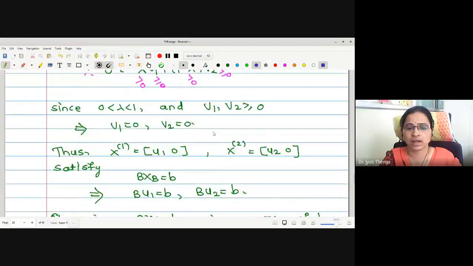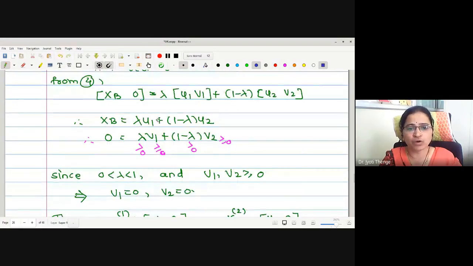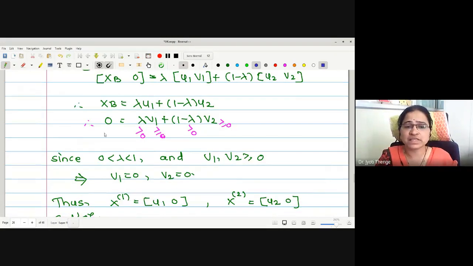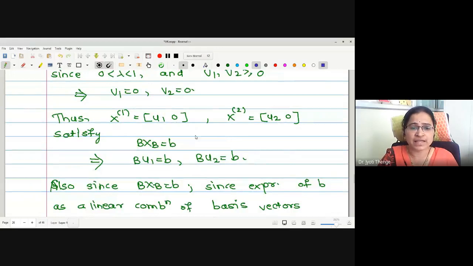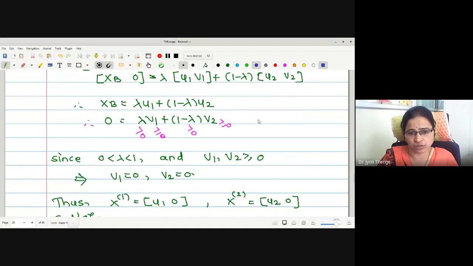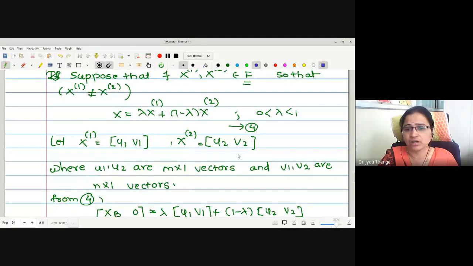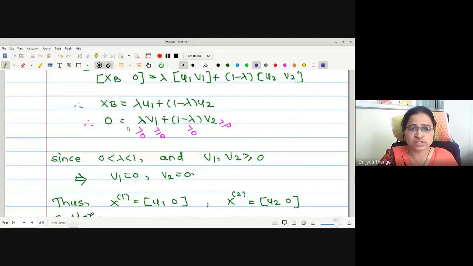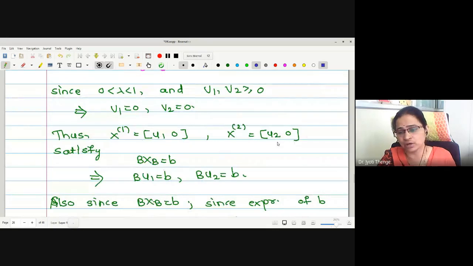Yes, ma'am. See, here with this statement, we have found that v1 is greater than or equal to 0, v2 is greater than or equal to 0, and lambda and 1 minus lambda are strictly positive. Therefore, this right hand side equal to 0 is possible only if v1, v2 take 0. But as v1, v2 are taking 0 values, what about x1 and x2 then? x1, x2 we have assumed to be u1, v1, u2, v2. Therefore, those x1, x2 become u1, 0 and u2, 0.